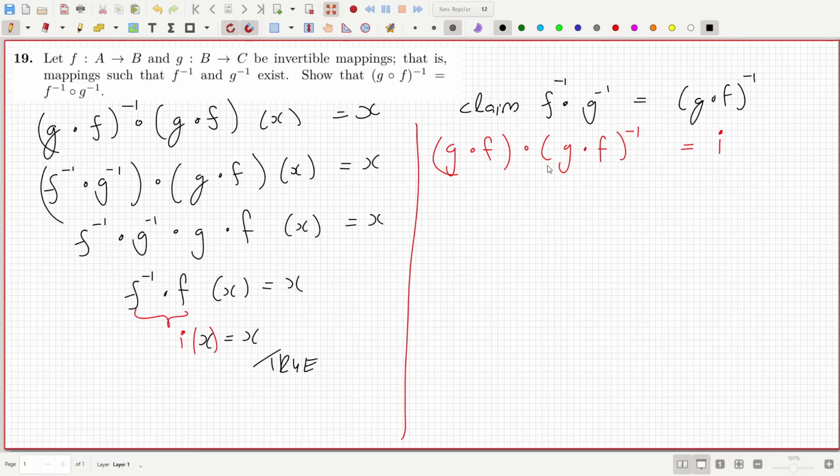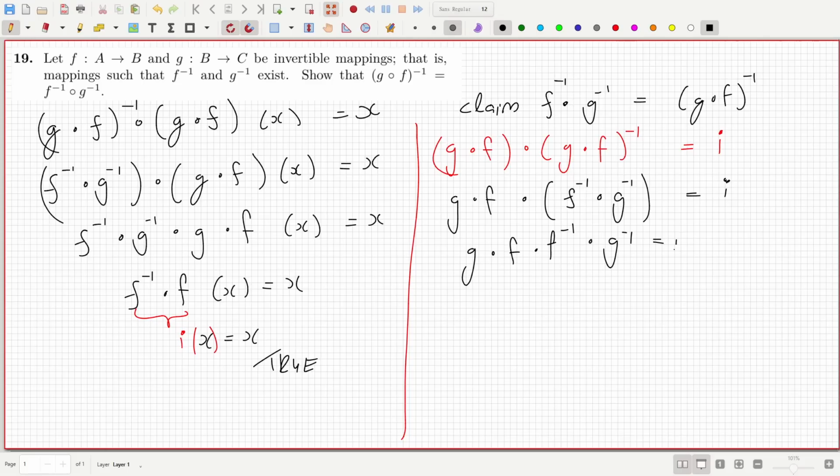So in other words, let's see if they cancel again. So G compose F, compose F inverse, compose G inverse. Does that equal the identity? So that's G compose F inverse, compose G inverse. Does that equal the identity? The middle two cancel. And yes, indeed, G composed with G inverse does cancel each other out, so to speak. And that is true.